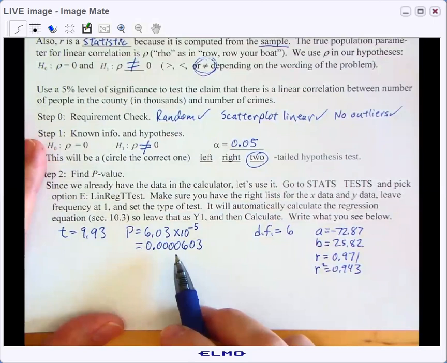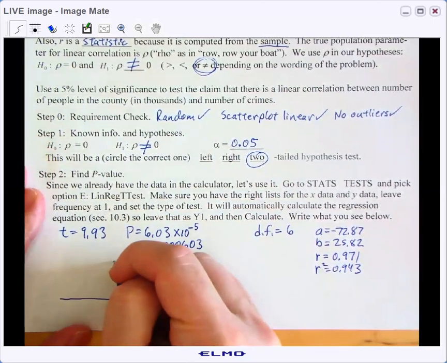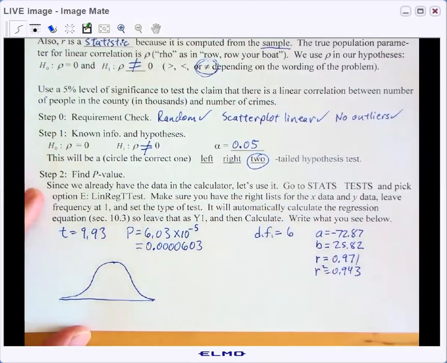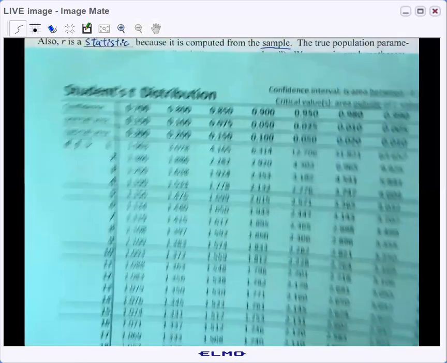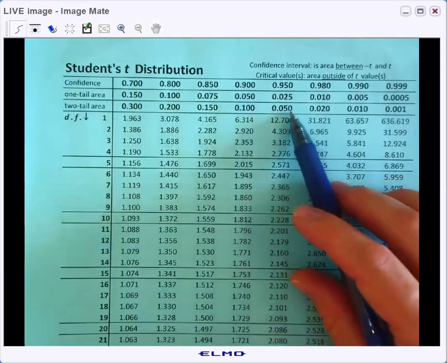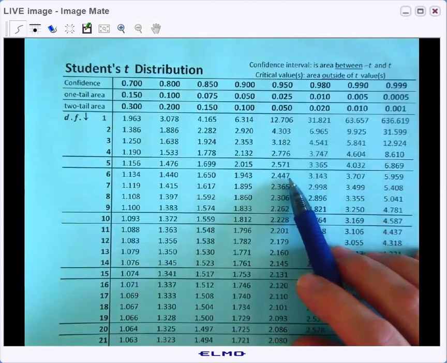You could, if you wanted to do this the traditional way, we know the degrees of freedom is 6, and this is a two-tailed test. So we could pull out our t-table. So 6 degrees of freedom on 2 tails, and 5% in 2 tails, 6 degrees of freedom. So our critical values would be t-scores of plus and minus 2.447.